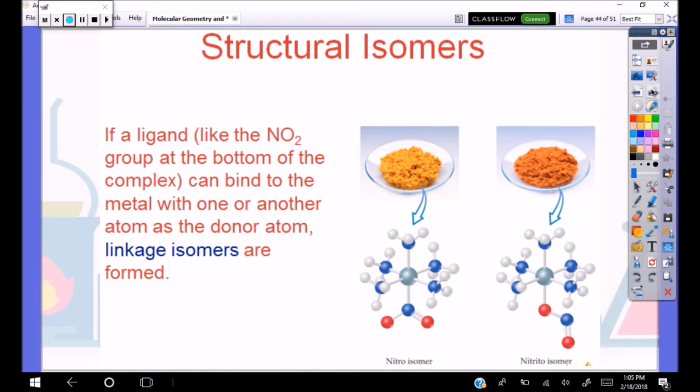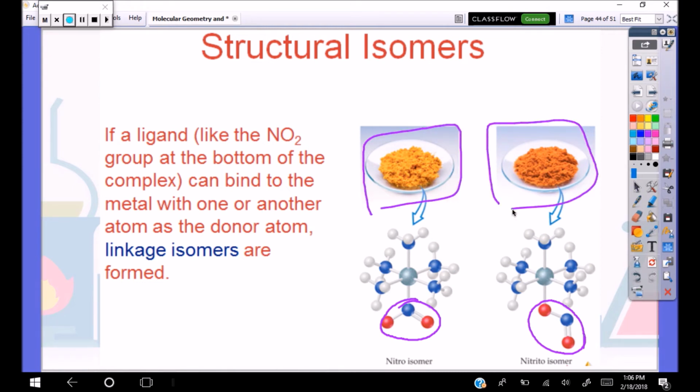This is when we have ligands that are in different places. So in this example, we have a nitro isomer versus a nitrito isomer, where it's the same formula, but the nitro group is bonded to the blue nitrogen in this case on the left, and on the right, that carbon in the center is bonded to the red oxygen, and you'll see that it actually gives it a slightly different color. So they are linkage isomers. The group is just attached in a different way. Okay, still the same formula, but there are different bonds occurring within the atom.